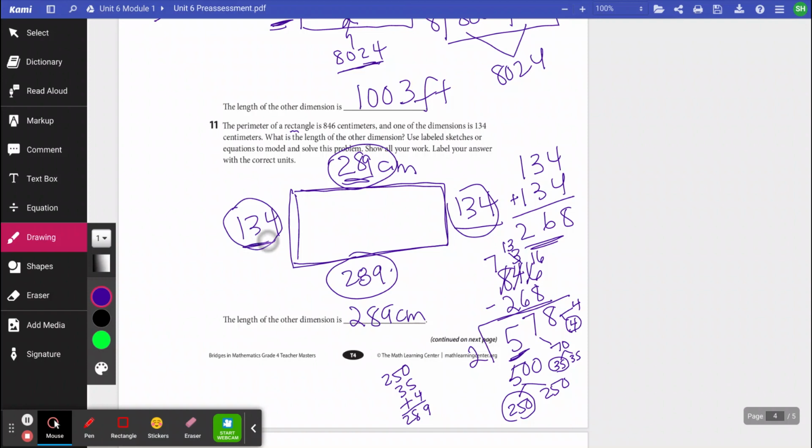So if I were to add 134 plus 289 plus 134 plus 289, I would get 846. That's how you do that problem. Now I'm going to end the video and we'll do one more video for the last page.